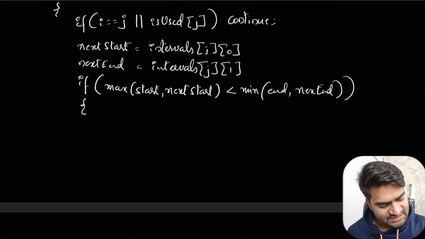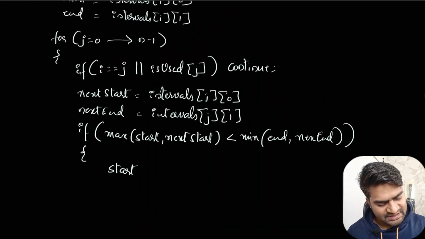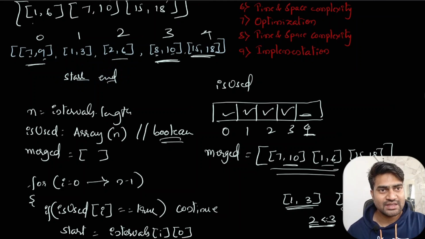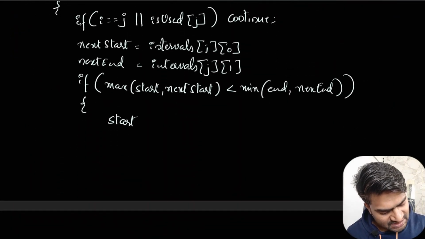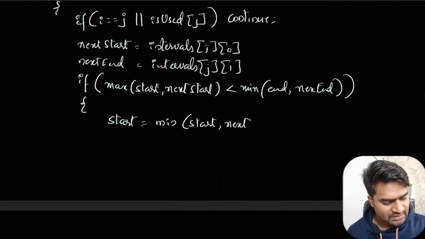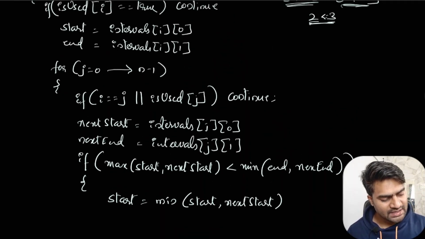So in this case, I will update my start and end values by taking the min of both the starts and the max of both the ends. So start will be min of start comma next start.